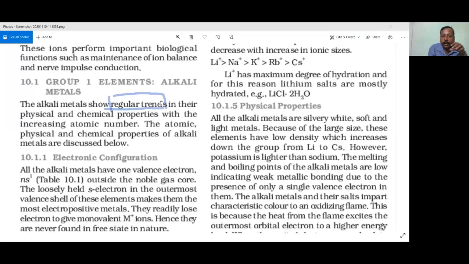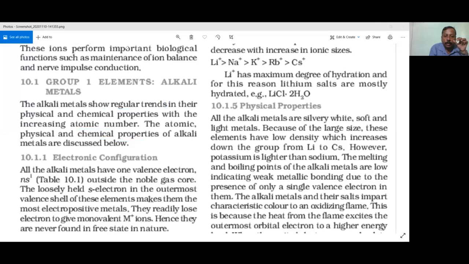How to remember that, I will tell you tricks once we go through the tabular form. Physical and chemical properties change with increase in atomic number. Even atomic number will decide the chemical properties. The very first and easiest thing is electronic configuration.